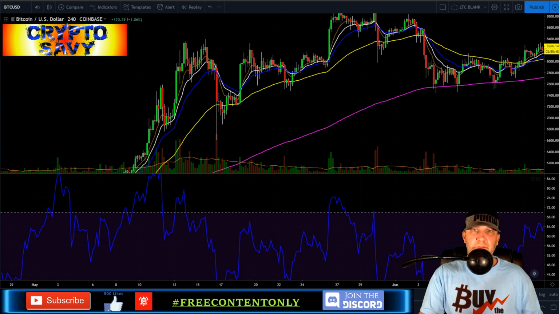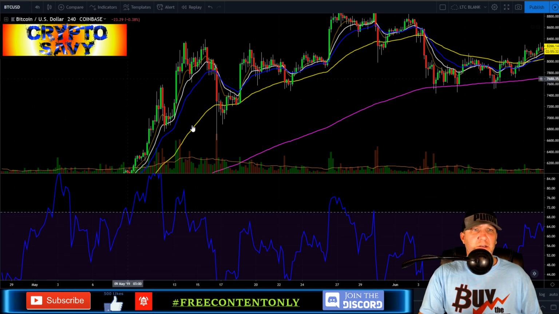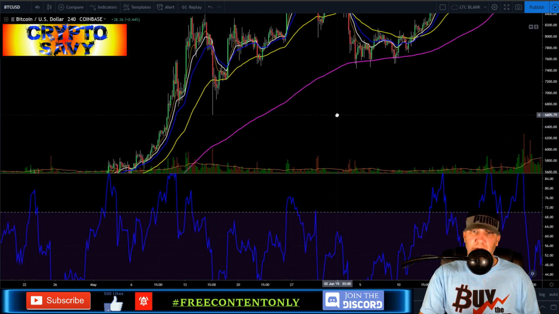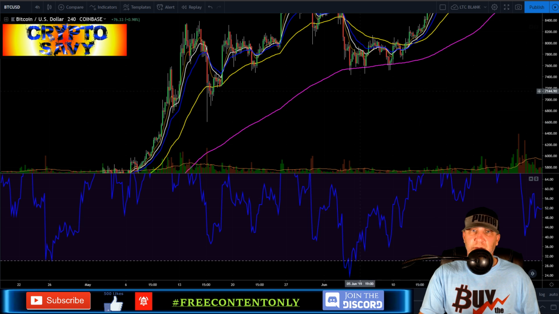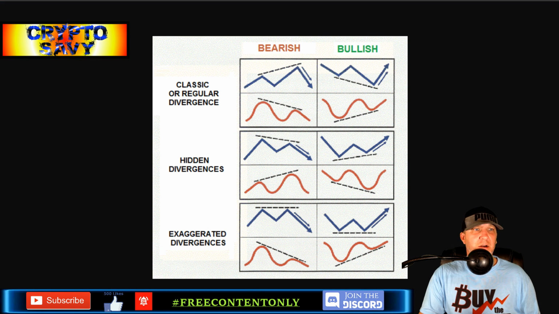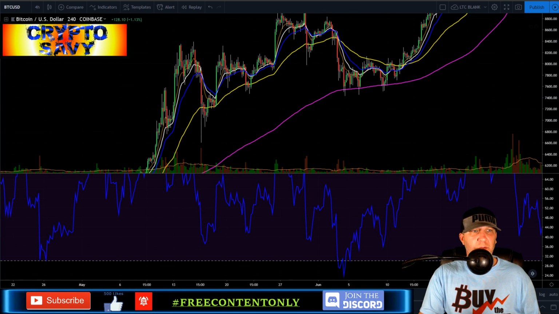So now we have the hidden, or the exaggerated bullish divergence, which is just the opposite. It's two equal lows in the price and a higher low in the RSI. So let's look for two equal lows. There's one right there, a small one. And what was it? Yeah, higher low in the RSI. So this probably, yeah, right here, this would work.